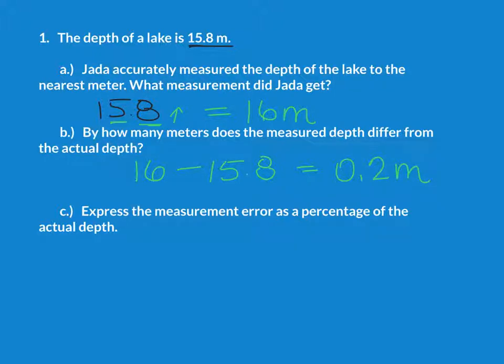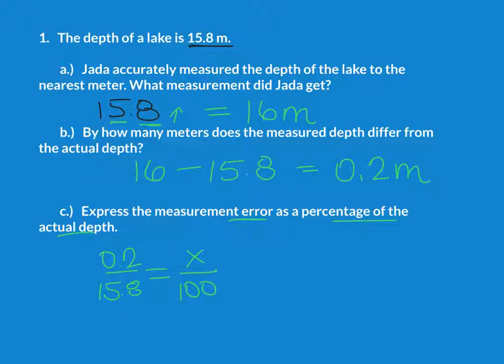Express the measurement error as a percentage of the actual depth. Okay, well, let's not forget that our measurement error is a percentage of the actual depth. So that means, I like using my percentage proportion here. I know my percent is always out of 100, so that's going to go here. The measurement error is going to go on top. That's 0.2. And it's a percent of the actual depth. And the actual depth is 15.8. The thing that we're looking for is the percent.